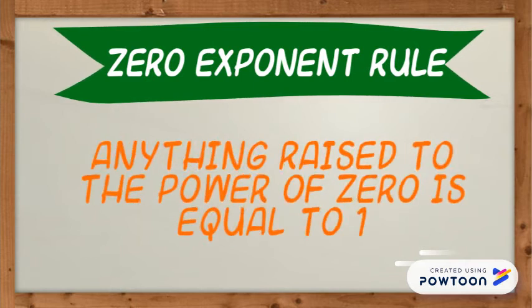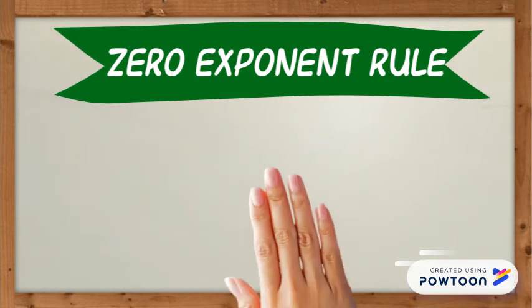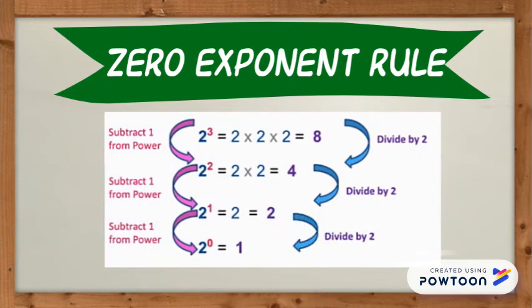0 exponent rule. Anything raised to the power of 0 is equal to 1. Take a look at the screen. Every time you subtract 1 from the exponent, you divide your answer by the base. This means that by the time you get to 2 to the power of 0, you get 2 divided by 2, which ends in 1.